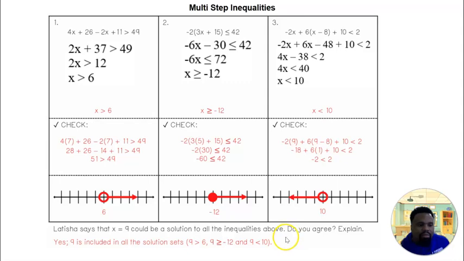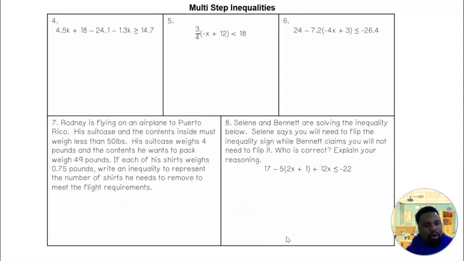All right. Let's take a look at number 4. There's no distributive property, but we've got like terms. Our like terms are 4.5k and negative 1.3k, and the other like terms are 18 and negative 24.1. So 4.5 minus 1.3 gives you 3.2k. 18 minus 24.1 gives you negative 6.1. And it's greater than or equal to 14.7.